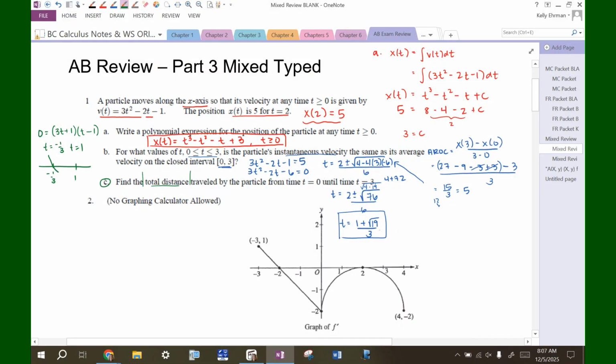This is a positive quadratic, so the velocity is negative between here, and we're looking from 0 to 3. So it's negative and then positive. So when I set this up, it's going to be the integral from 0 to 1. That needs to get a negative sign in front because this area is going to be negative, so I'm forcing it to be positive. A negative is a positive, of v of t dt, plus the integral from 1 to 3 of v of t dt.